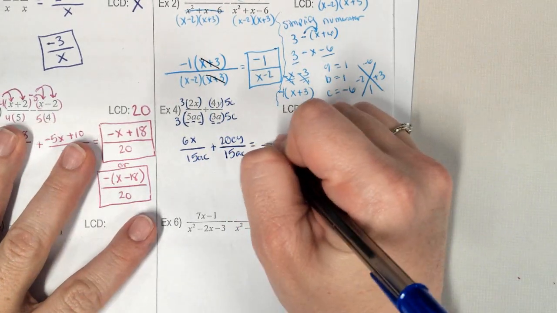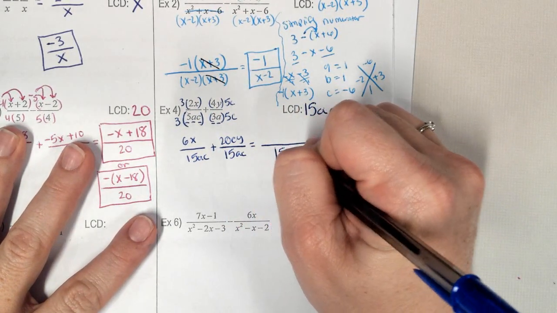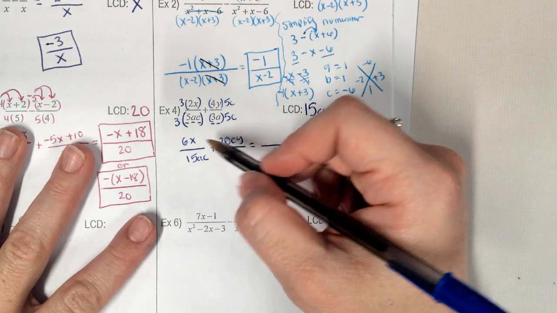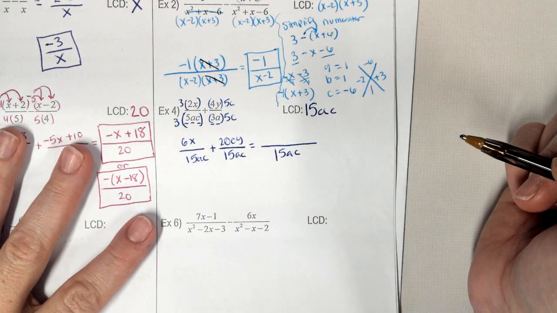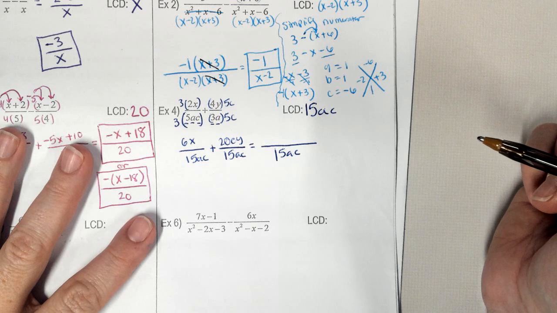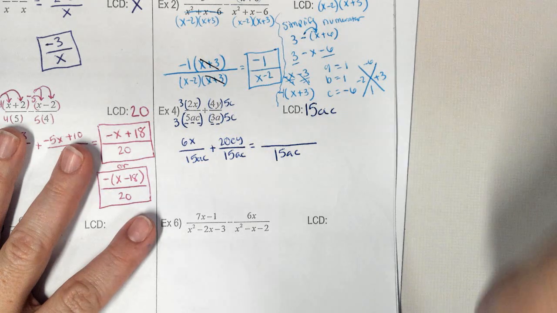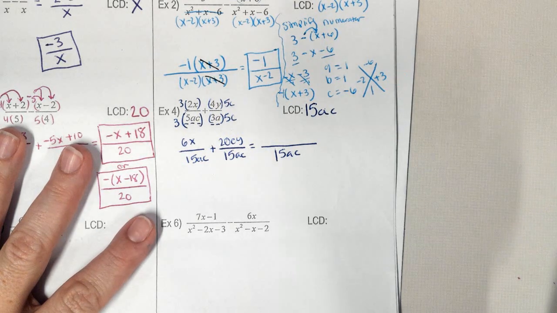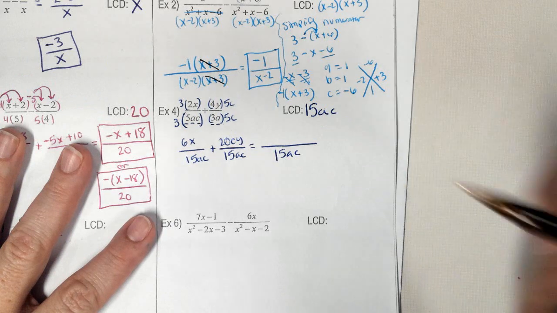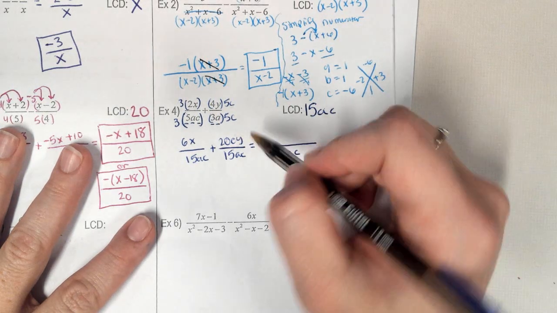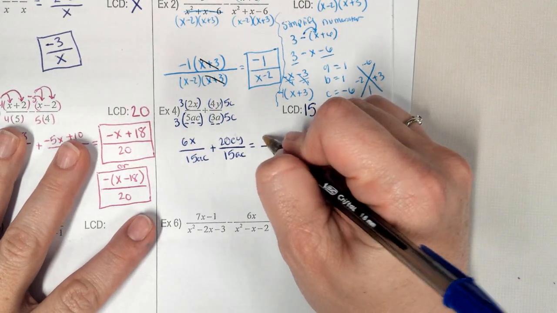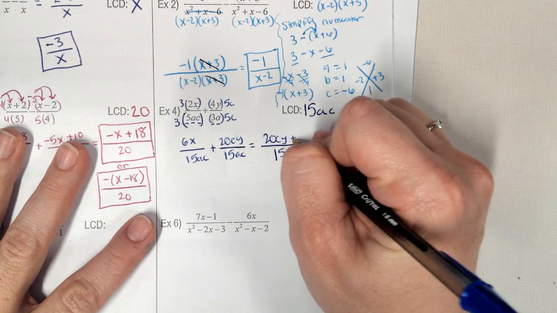Now that my denominators match, how would I properly write the top? Because they're not like terms, so I can't combine them. What should go first? The 20. Why the 20cy first? Yes, it has more than one variable, therefore the degree is 2. Because they both have a degree of 1, and 1 and 1 is 2. This only has a degree of 1. So it's 20cy plus 6x.